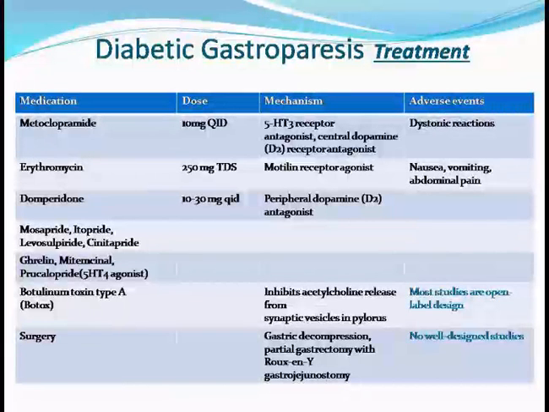And then there are newer classes of drugs such as the ghrelin agonists, mitemcinal, and prucalopride. So all these are now becoming available. Botulinum toxin has been injected into the pylorus to increase the gastric emptying. Not very popular, and in very bad cases, surgery has been done.